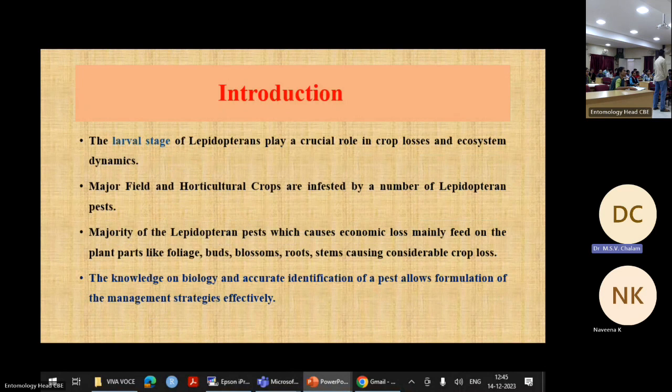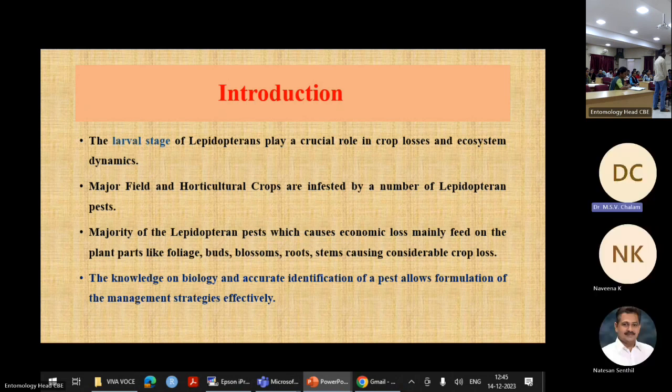So you see, the larval stages of Lepidopterans play a very crucial role in crop losses. As we all know, the Lepidopteran pests devastate major field as well as horticultural crops. And the majority of the Lepidopteran caterpillars feed on almost all parts of the plants like foliage, bud, blossoms, roots, and everything, causing considerable crop loss.